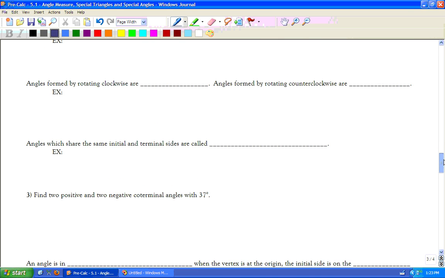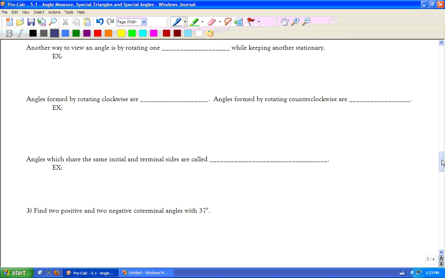Another way of thinking about angles is not necessarily rays heading in different directions, but starting with two rays overlapping, pointing in the same direction. In this case we'll say one blue and one green, and by rotating one of the rays while keeping the other stationary. So if we keep this blue one stationary and we rotate this green one upwards or downwards, we can create an angle, almost like the hands on a clock.